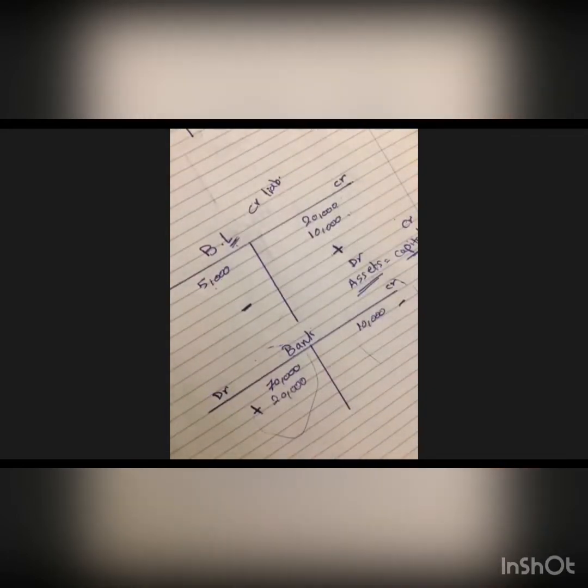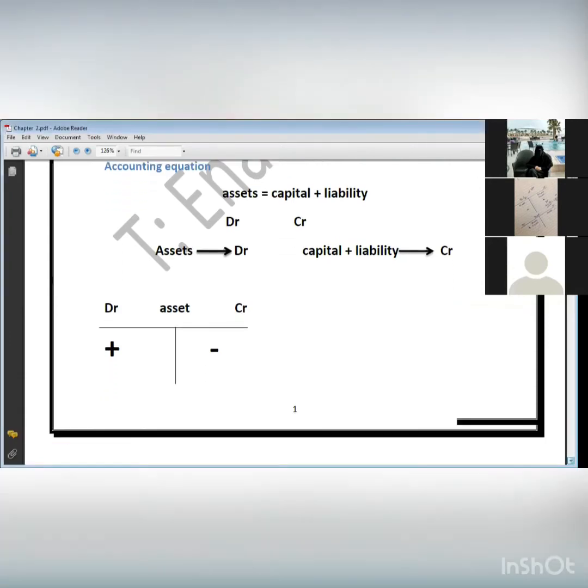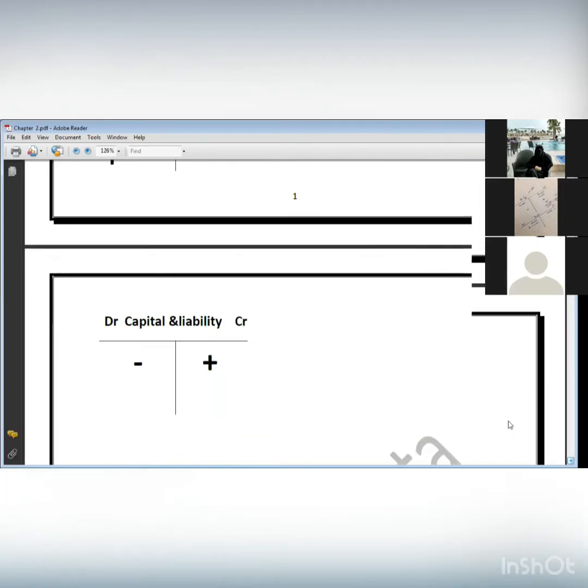Okay? Now, let's go back to the thing that we were talking about. As I said, this is my assets, this is the debit side, and this is the credit side. So when assets increase, it will be debit. When assets decrease, it will be credit. And for capital and liabilities, it's the opposite case. Capital and liabilities, the original balance is credit. So when it increases, it will be credit. When it decreases, it will be debit. This is like the alphabets in English. In accounting, the alphabets are debit and credit. The main thing is that you couldn't solve anything if you didn't understand the debit and the credit, okay?